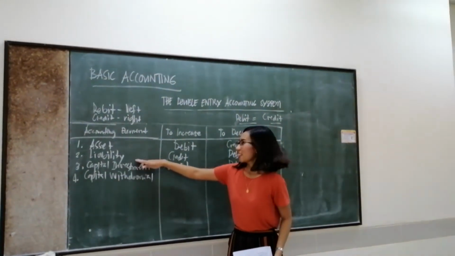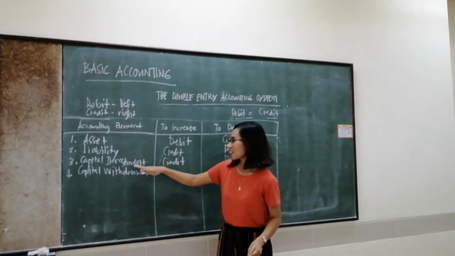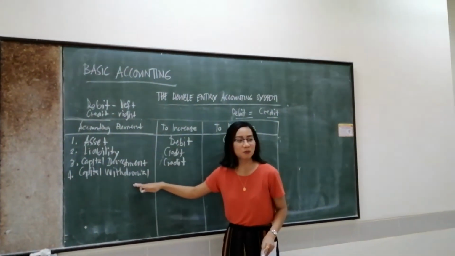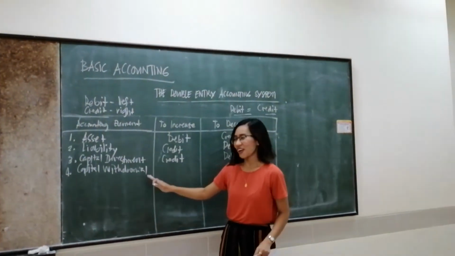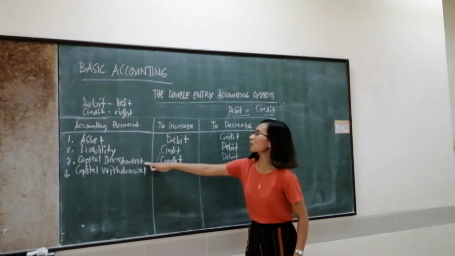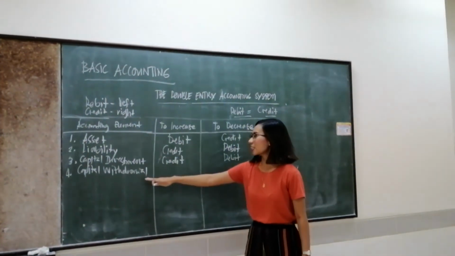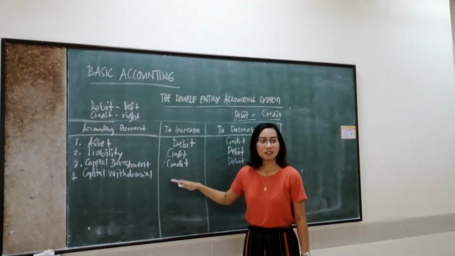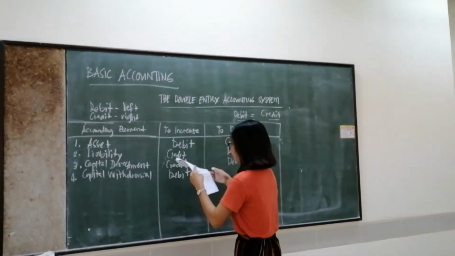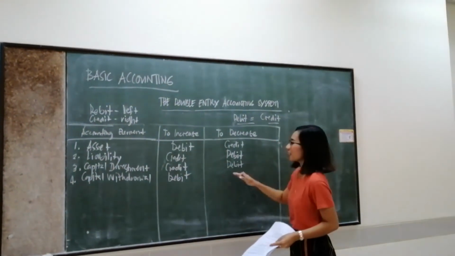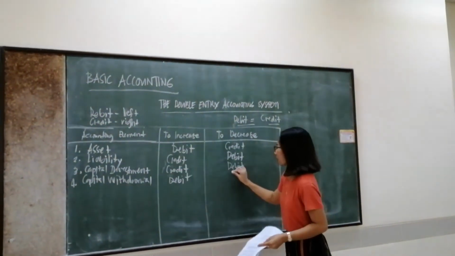So, if asset and liability have opposite effect, capital investment and capital withdrawal also have opposite effect. If you want to increase your capital investment, you credit it. How about if you want to increase the capital withdrawal? You debit it. And if you decrease the capital withdrawal, you credit.